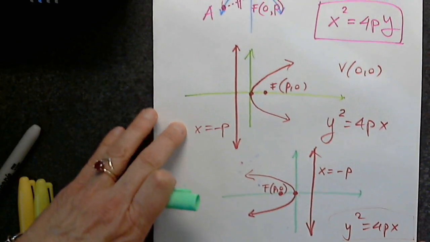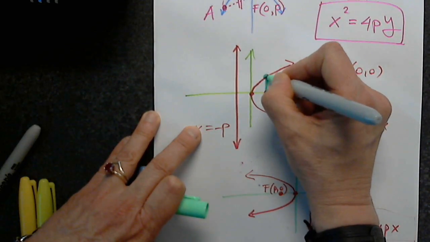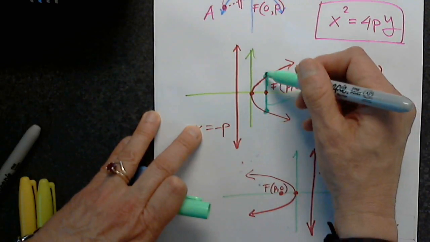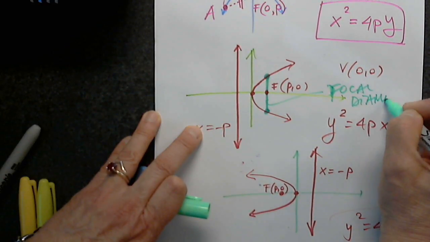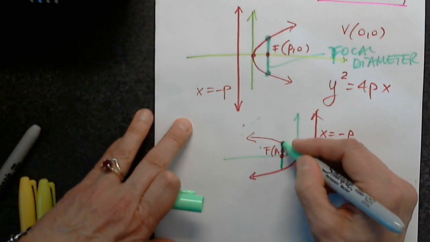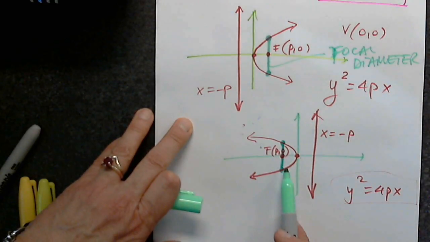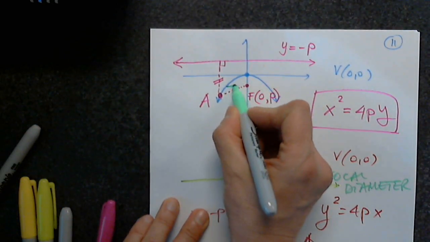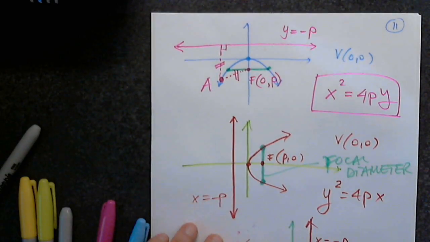There is something called the focal diameter, which is this. The distance between this point and this point, I should say the segment, is called the focal diameter. In all situations, the focal diameter is between this point and this point. It's the line that goes through the focus perpendicular to the axis. Same thing here, between this point and this point, is the focal diameter.